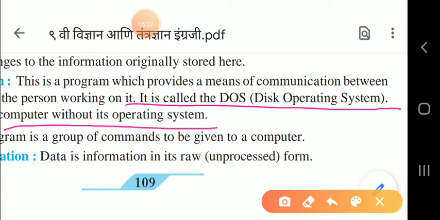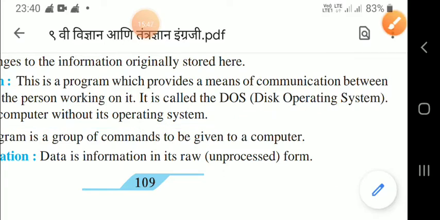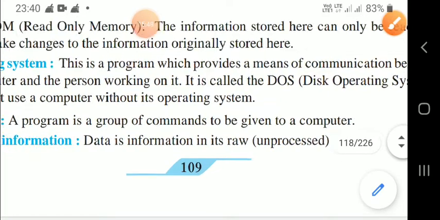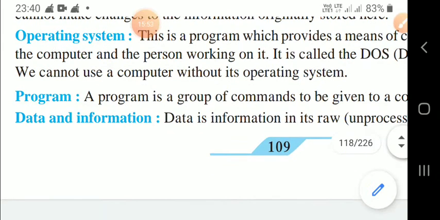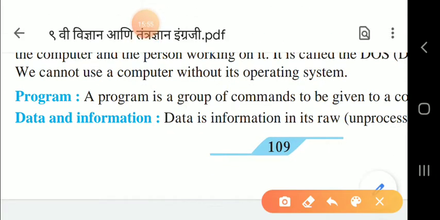We cannot operate or use the computer without the operating system. So that means it is so important. Next is the program. We can see, children, about the program. A program is a group of commands that is given to a computer.